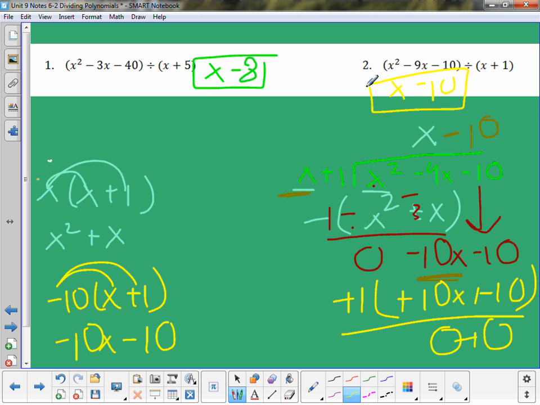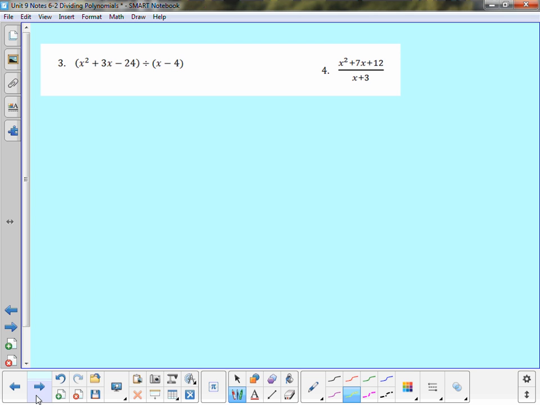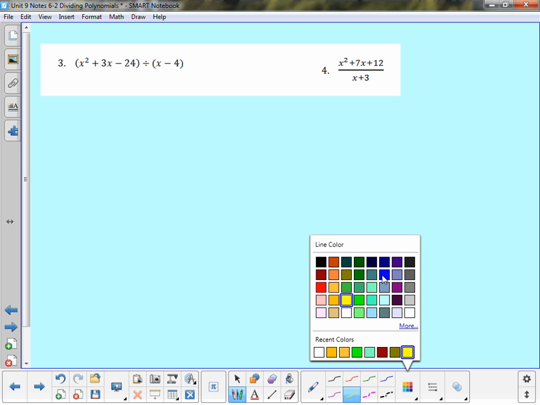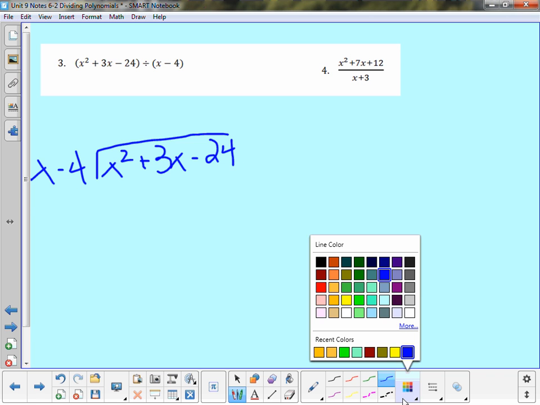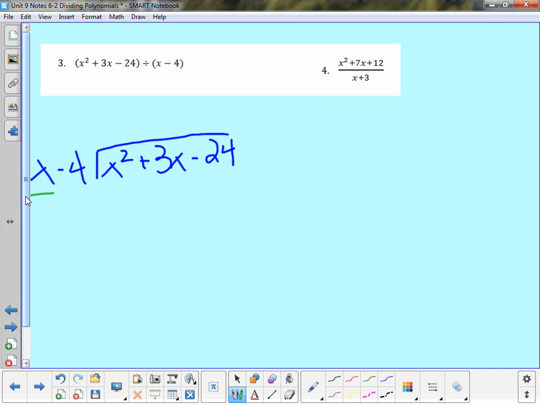Okay, keep moving through. So let's set this next one up. On the outside, we're going to have x minus 4, and then on the inside, x squared plus 3x minus 24. So now we're going to go through and do that long division again. So we need to take x and figure out what we need to multiply x by to get to x squared. So to go from x to x squared, I need to multiply by x.